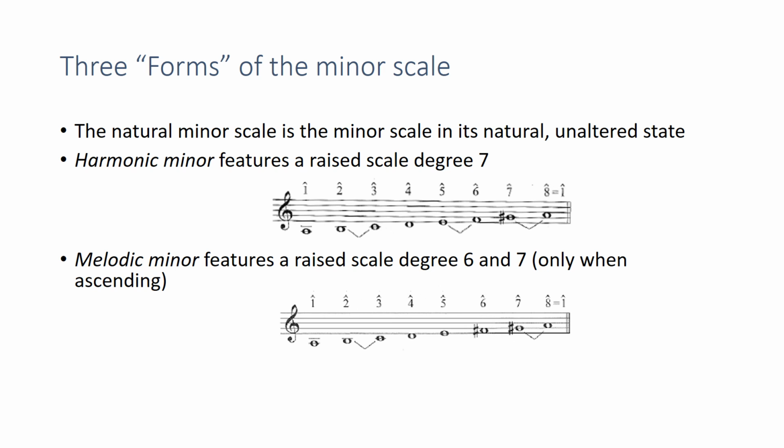So you shouldn't really think of these as completely different minor scales. In reality, it's just that scale degrees 6 and 7 are variable. Sometimes they're raised, sometimes they're not. There are names for these, but the natural minor scale is the one on which the others are based.